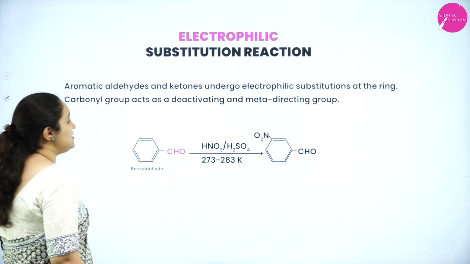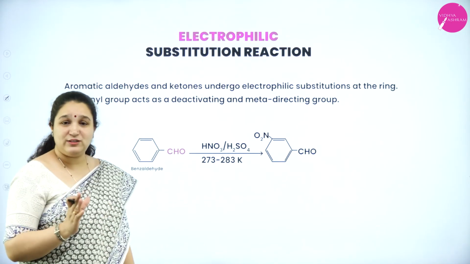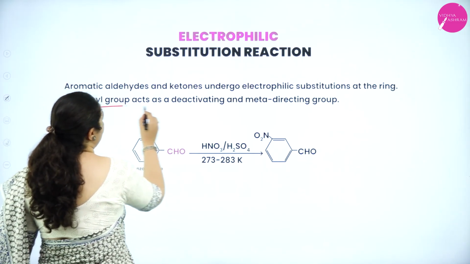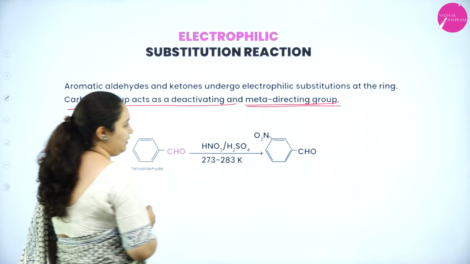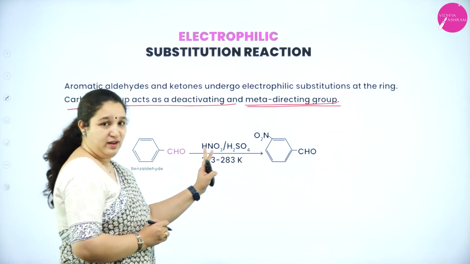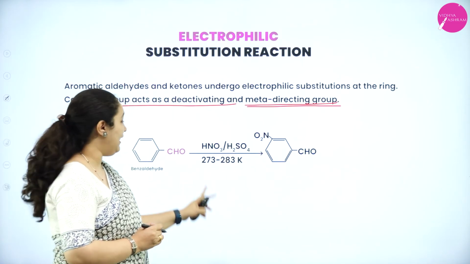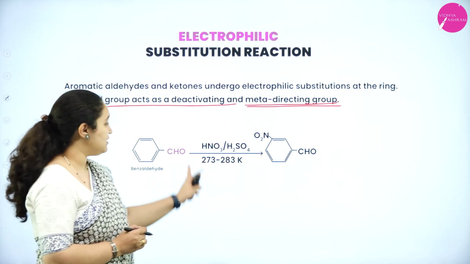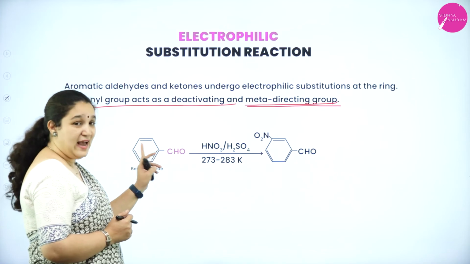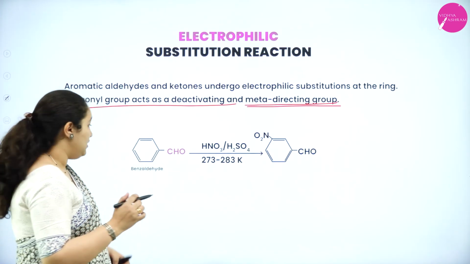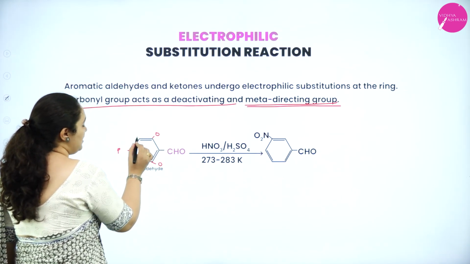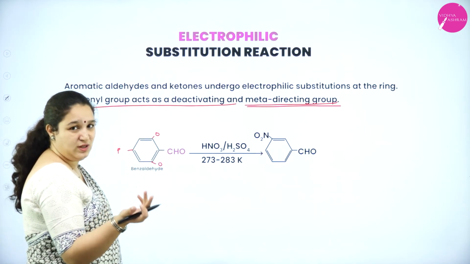Okay. Next is the electrophilic substitution reaction. Under electrophilic substitution reaction, what you need to remember is that the carbonyl group is a deactivating group and a meta-directing group. Okay. So if we have, for example, benzaldehyde with nitrating mixture, that is HNO3 and H2SO4 at 273 to 283 Kelvin, the electrophile is NO2. The NO2 group gets added to the meta position. So if this is the substituent, this is the ortho position, this also is ortho, this is the para position. So these two are meta positions. Any one position NO2 group can come.